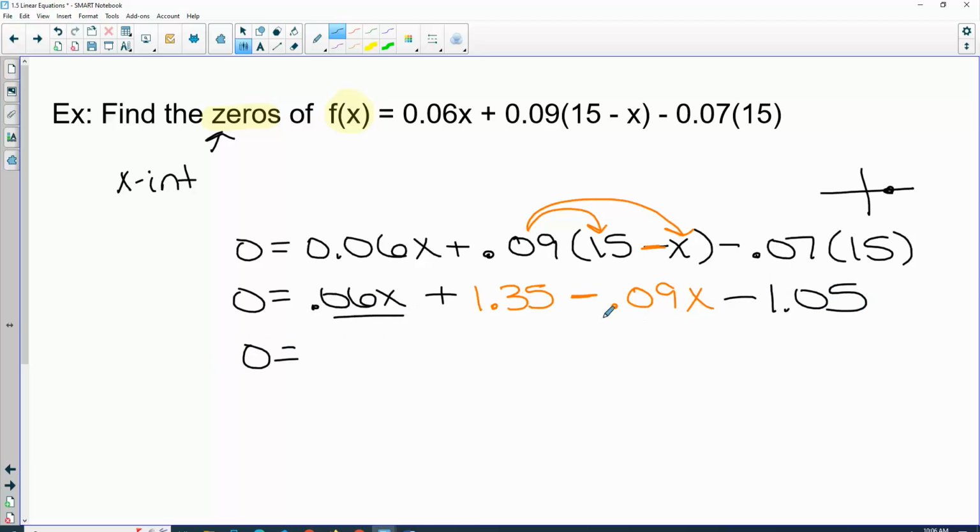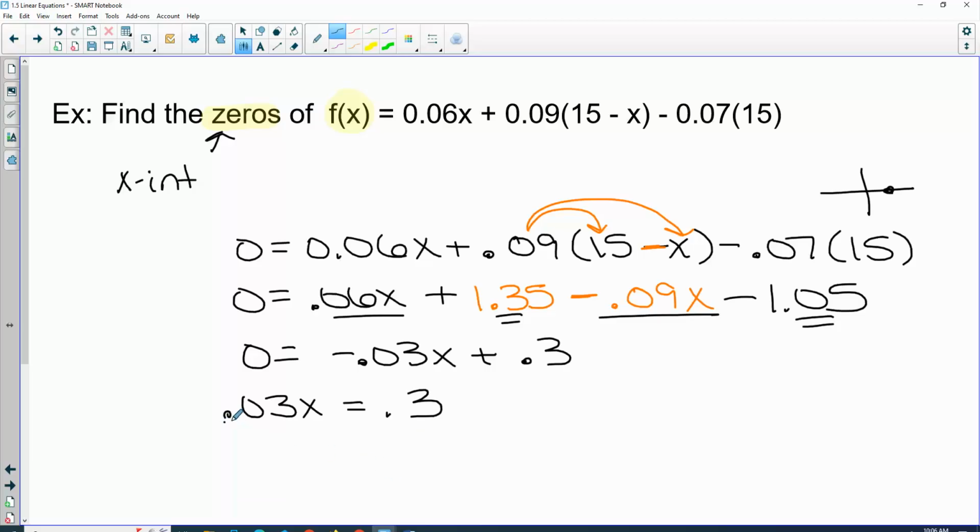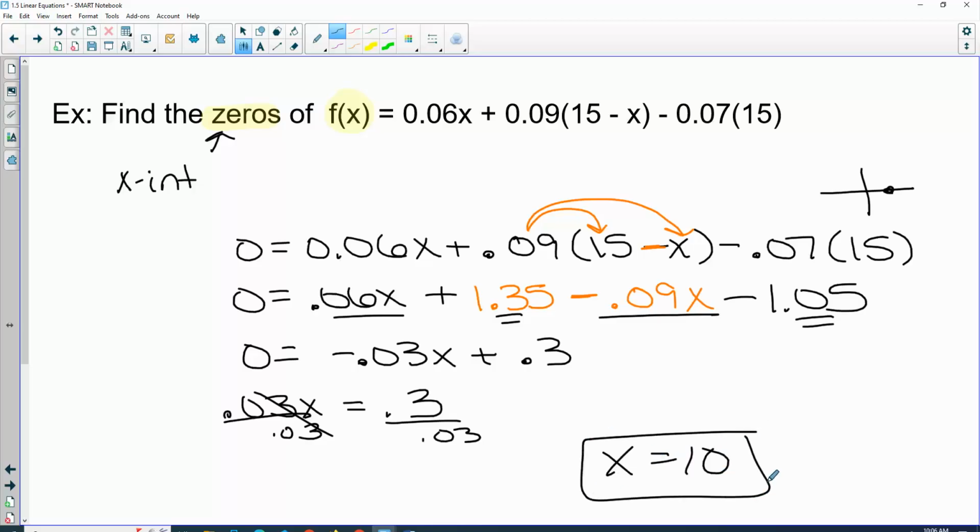Combine like terms. Positive 0.06 and negative 0.09 would be negative 0.03x. 1.35 minus 1.05, 0.3. Trying to get x by itself so you could add it to the other side. And if we divide by 0.03, what do we get? And again, how do we check ourselves? Plug it into the original, and it should equal 0.